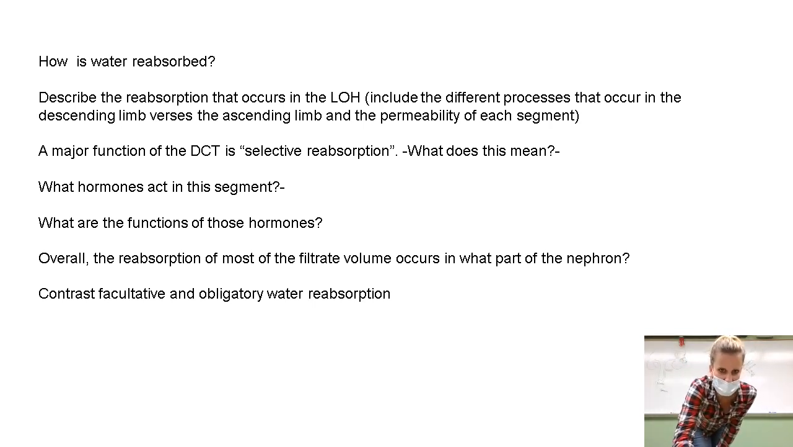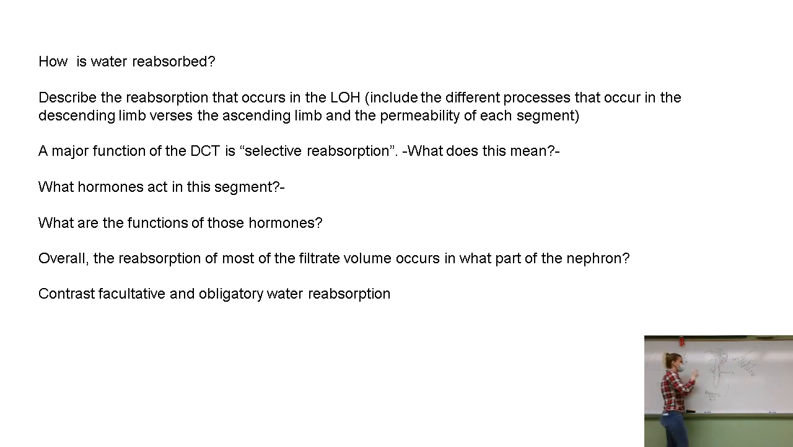Describe the reabsorption that occurs in the loop of Henle or nephron loop. Include the different processes that occur in the descending limb versus the ascending limb and the permeability of each segment. You guys already told me that overall in the nephron loop, we reabsorb sodium chloride, right, salt, and water. So that's the overall point of the nephron loop. Now the nephron loop is really cool in the way that it works. The descending limb and the ascending limb have different permeabilities.